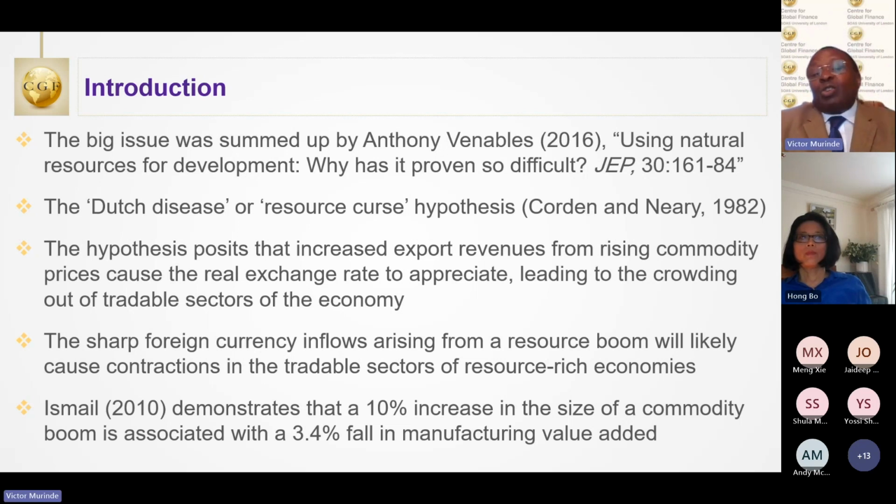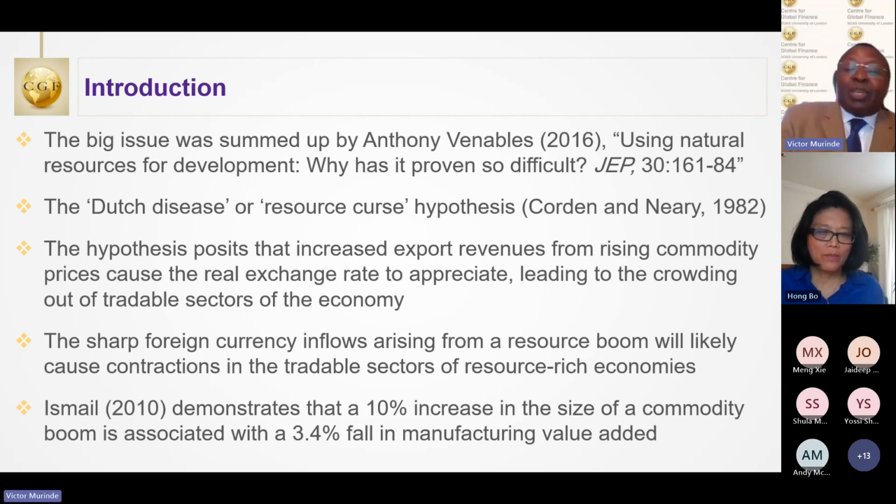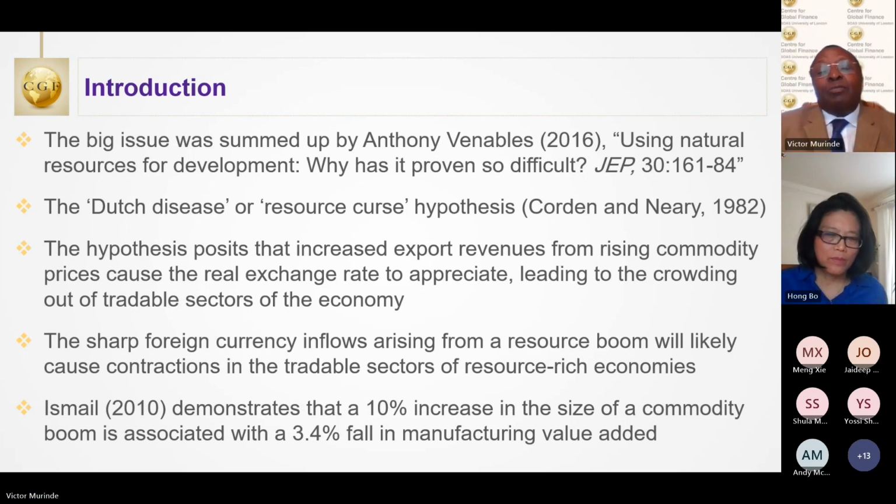Basically, the hypothesis states that increased export revenues from rising commodity prices tend to cause the real exchange rate to appreciate. And because of exchange rate appreciation and other factors, exports become difficult, especially for manufacturers and even for agriculture. And so the tradable sector of the economy is crowded out. And so the discovery of natural resources, rather than becoming a blessing for development, becomes a curse.